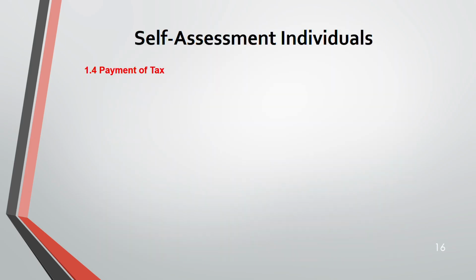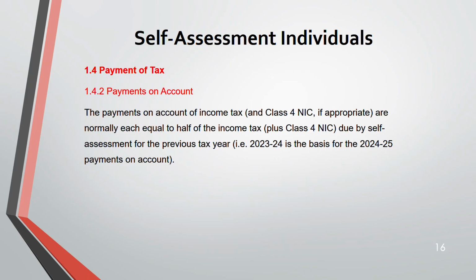Now, payment on account. The payment on account is normally half of your income tax plus class 4 NIC. You are taking half. That's how you calculate. It is due by self-assessment for the previous tax year. You are taking the payment on account based on the previous year's figure. So for the 24-25 payment on account, you will be using the 23-24 figure.